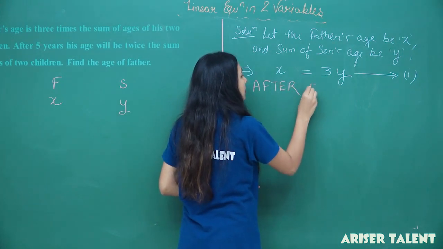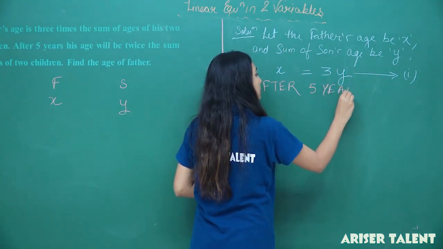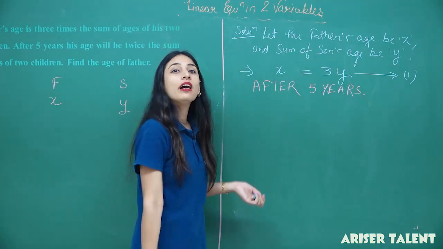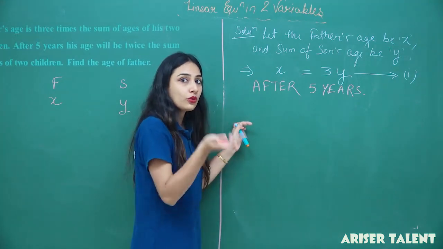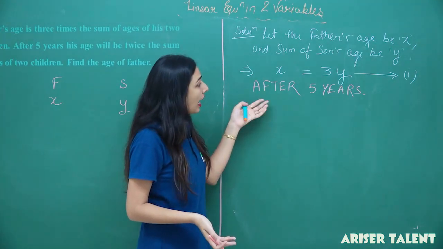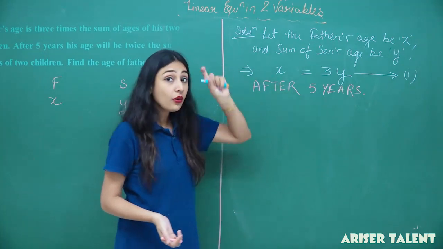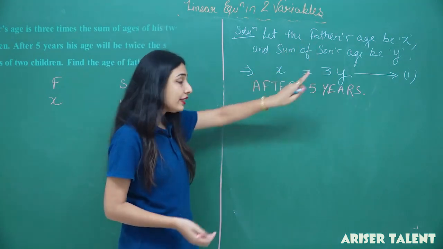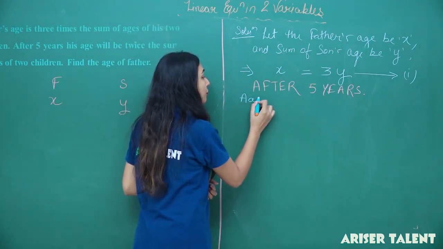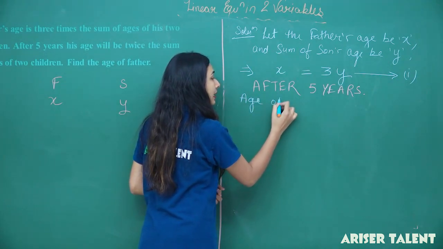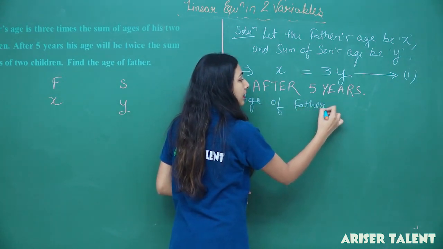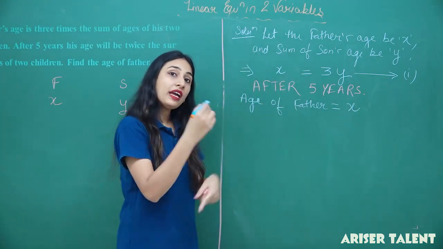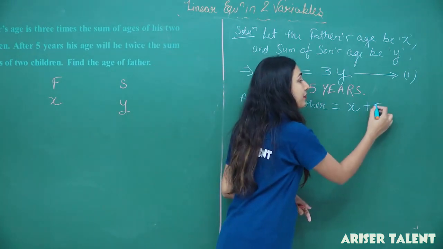Now what's it saying? After 5 years. What will be in next 5 years? You will become 5 years older, right? So after 5 years, now understand this x is age of father. At present, he is x age. So after 5 years from now, it will become x plus 5.